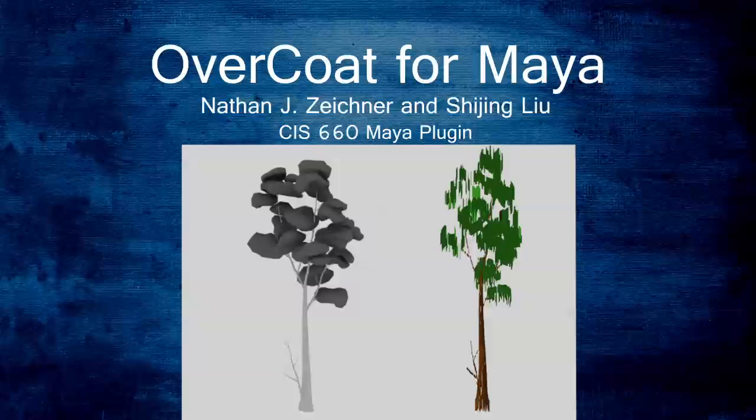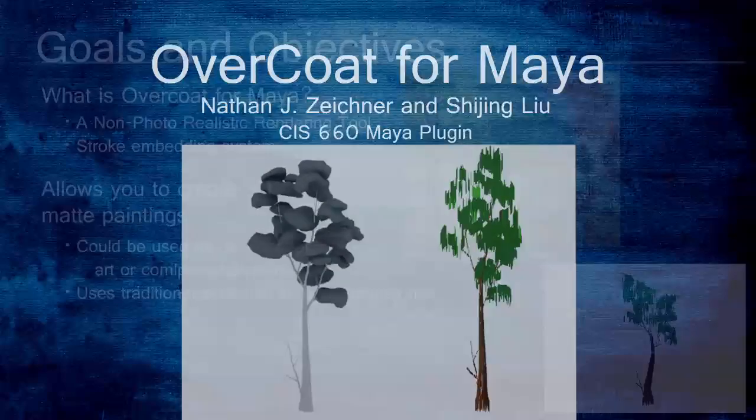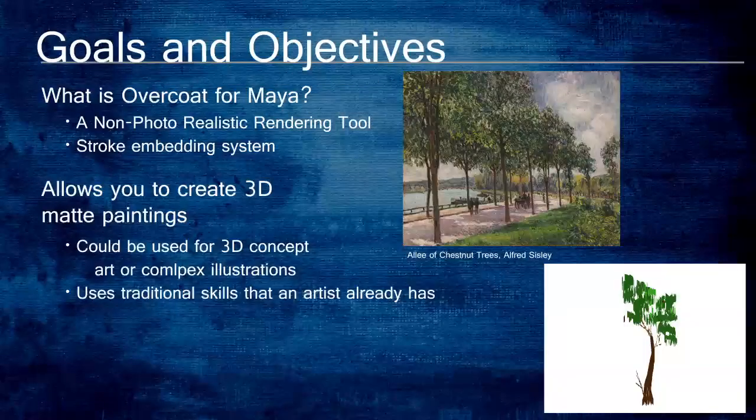Today I am going to be talking about Overcoat for Maya, a project by Nathan Zeichner and Shijin Liu for CIS 660. Overcoat for Maya is a non-photorealistic rendering system that attempts to capture a matte painting-like style. Unlike other NPR methods, Overcoat approaches this problem by embedding strokes into a 3D scene. This allows an artist to create 3D matte paintings, which can be used for 3D concept art or complex illustrations for conventional or digital books.